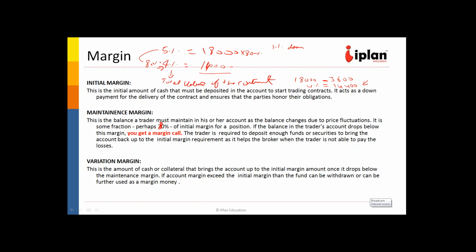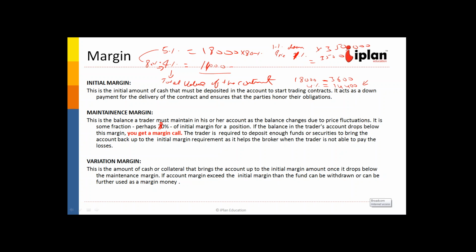So how does your balance go below this? Let's say the price drops 2%. In that situation, 2% of 350,000 is almost how much? Let's say not even 2%, a 1% fall. I'm sorry, a 1% fall. So a 1% fall is almost 3,500.